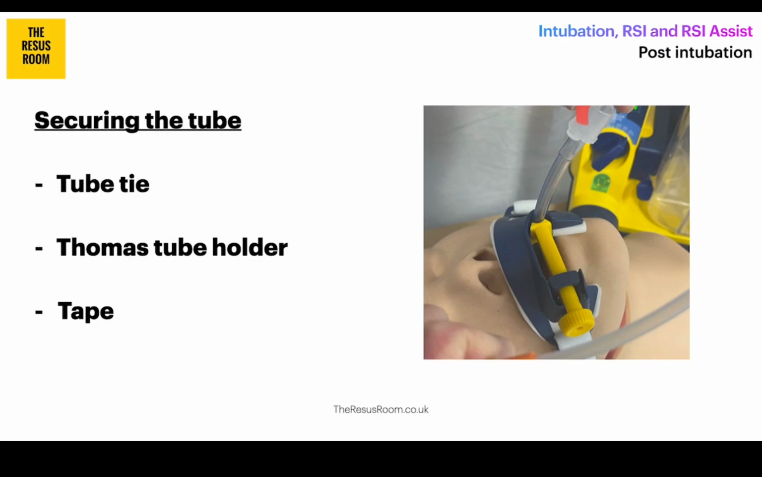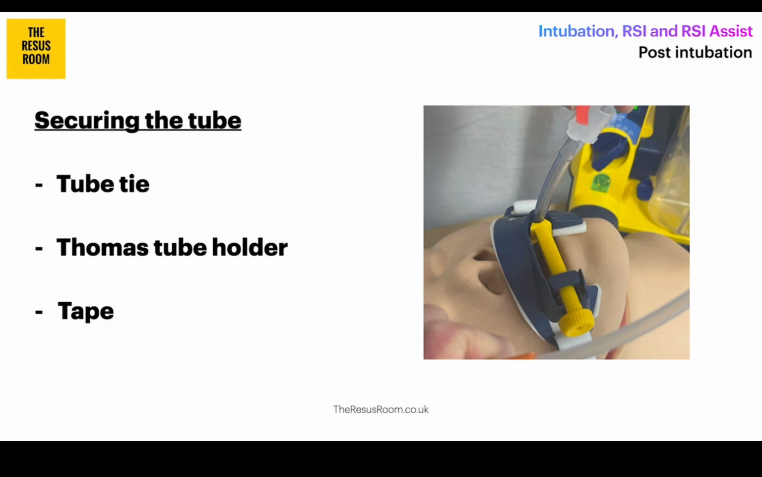Okay, so now we are happy with the placement of our tube. The next thing is securing it. There are several different potential methods we could use here. So a tube tie. This is really common. Most people are happy to use them, and normally it enables you to get a good bite on that tube before then feeding the tie around the back of the patient's neck and tying it on the side of the face somewhere. You might have a specifically designed device, say something like the Thomas tube holder, if those are available in your service, fantastic.